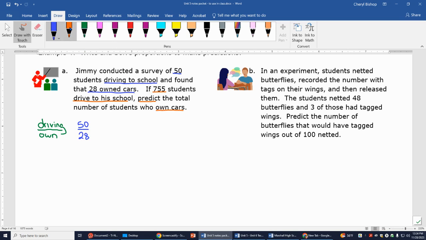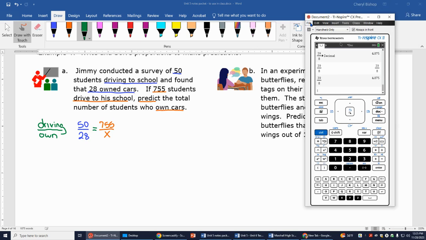Then, if I look at my next scenario, 755 total drive to school. Driving, 755. How many of those own their cars? I don't know. That's what I'm trying to predict. These 2, for prediction purposes, should be equal. So then I'm going to cross multiply. Let me grab my calculator. 50 times x, 50x, equals 28 times 755.